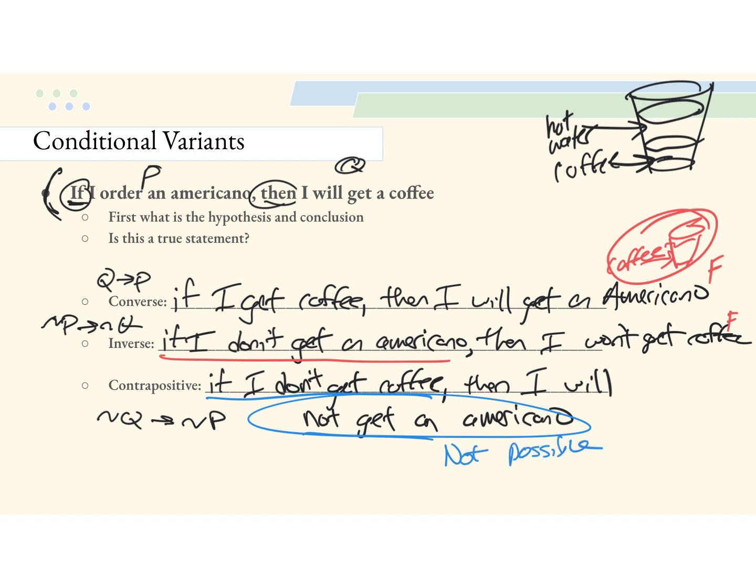Because if I don't get a coffee, I can't order an Americano. So even though we are restricted from getting a coffee, this is a true sentence, because if I don't get a coffee, I can't get an Americano. The only way for me to get an Americano is if I get the coffee.